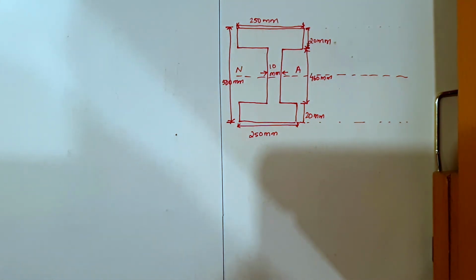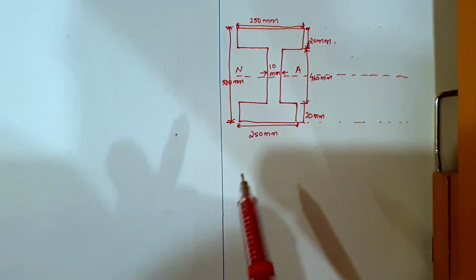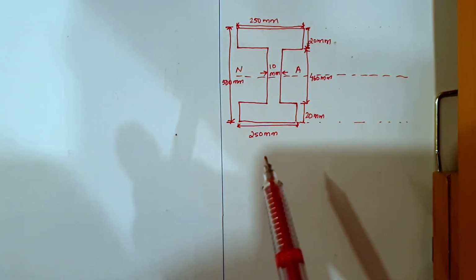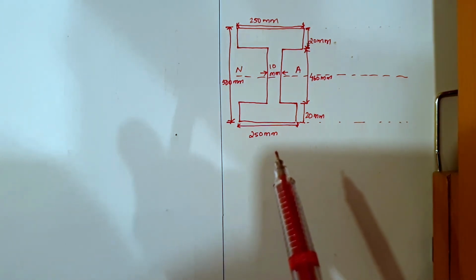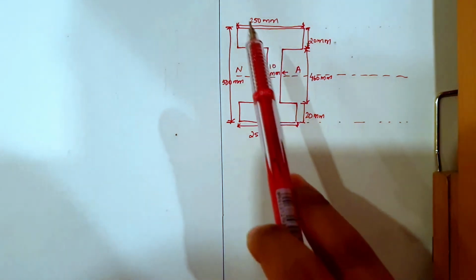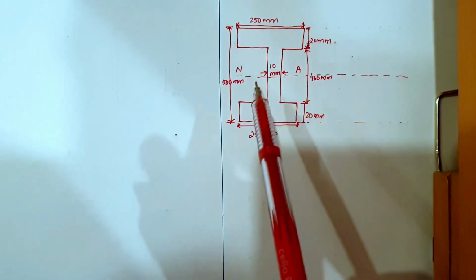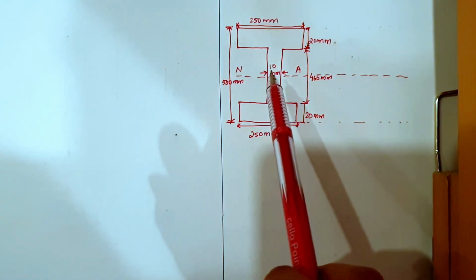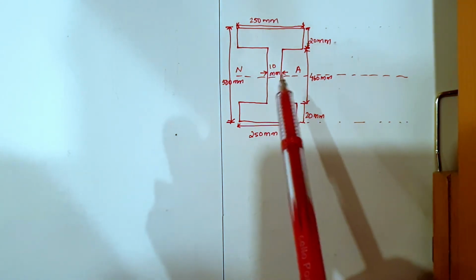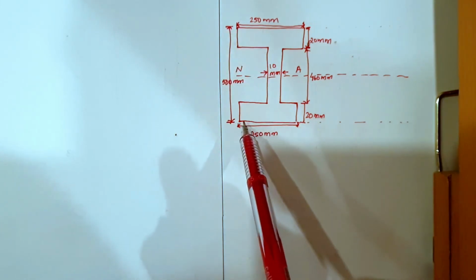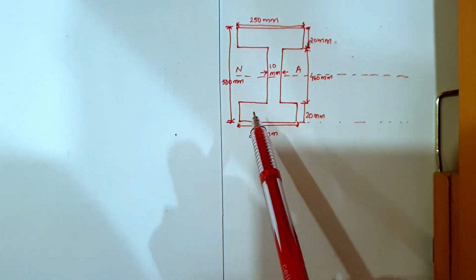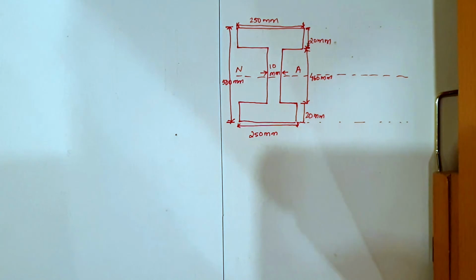So in this numerical, an I section is given, and it says a joist of 5 meter span has flanges 250 mm wide and 20 mm thick, and a web of 10 mm thick. So web is also given 10 mm thick. The overall depth is 500 mm. So from here to here, overall depth 500 mm. It carries a UDL of 20 kilonewton per meter over its entire span.